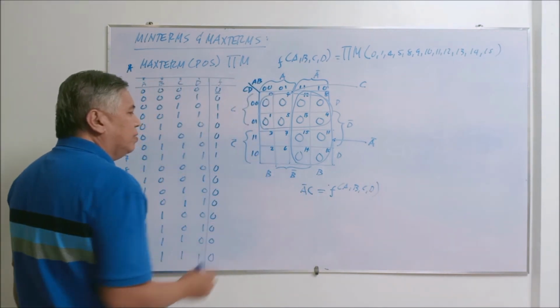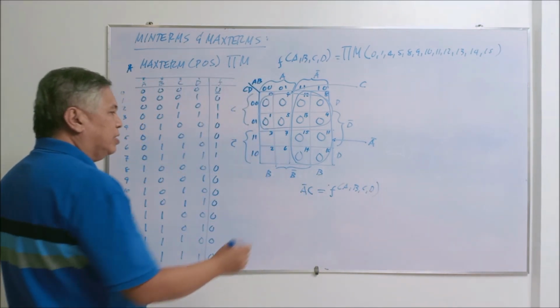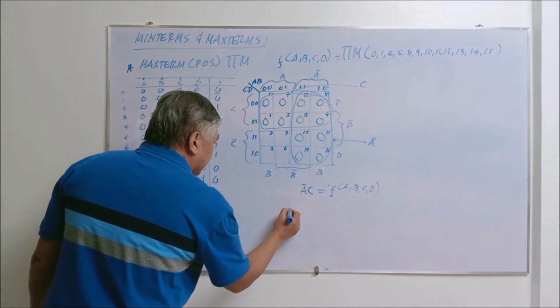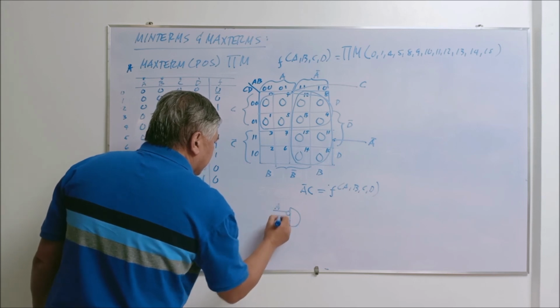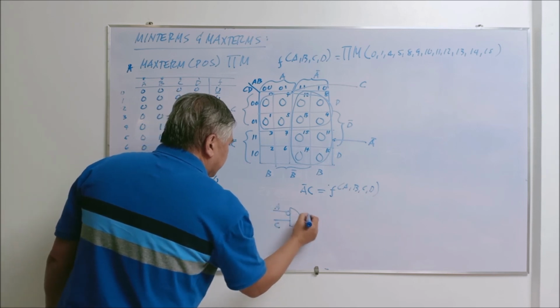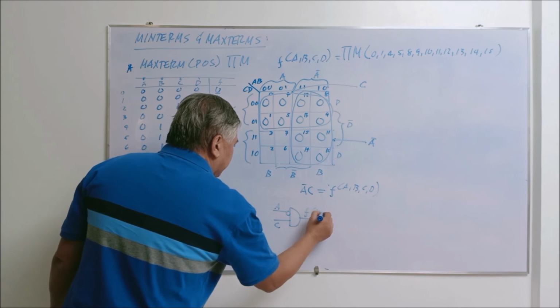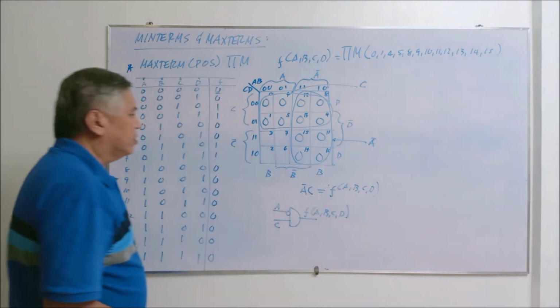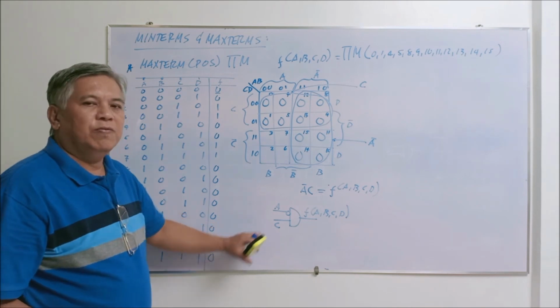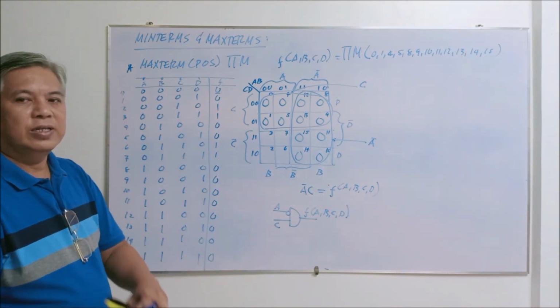So what will be our logical equation? Just simple AND gate. You have A complement times C. So you have F as a function of A, B, C, and D. So this will be your simplified logical circuit.